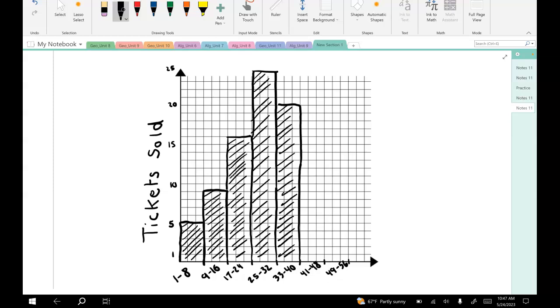41 to 48, the frequency is 8. And then 49 through 56, that is 7. So you have a graph now. Now a bar graph, or again, it can be called a histogram.